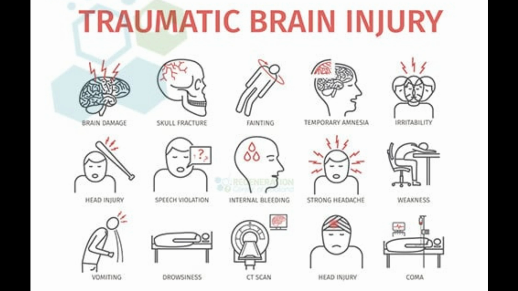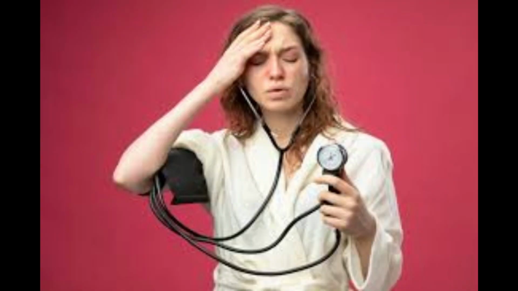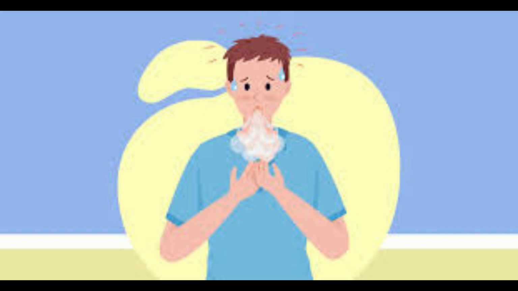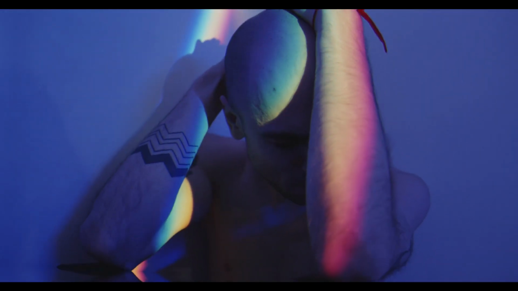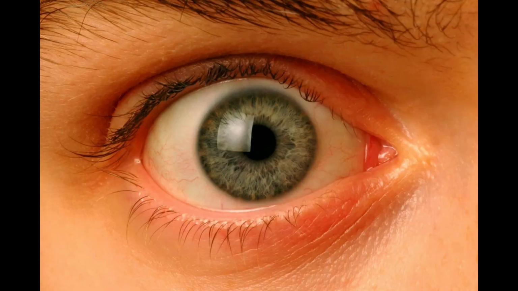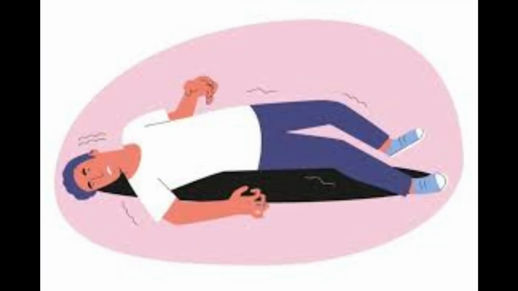So in terms of the signs and symptoms of a TBI, the signs and symptoms are mostly related to an increase in intracranial pressure. And they include a decrease in level of consciousness, something called Cushing's triad. So with a triad, we have three things. Those three things are systolic hypertension, bradycardia, and irregular breathing. Other symptoms of a TBI include confusion, headache, pupil abnormalities, nausea and vomiting, seizures, as well as abnormal posturing.